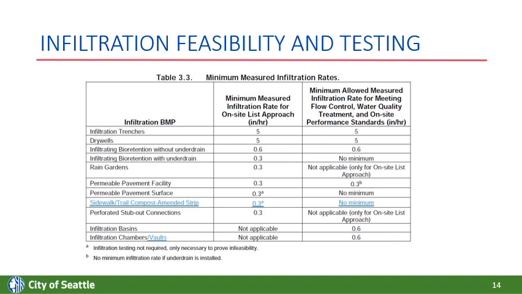So here's just a list of the different measured rates that are required, and also this second column here is going to show the minimum measured rates for meeting flow control, water quality treatment, and the performance standard.